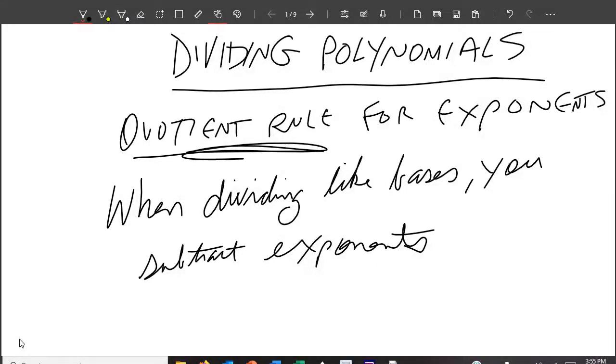Okay, this lesson is on dividing polynomials, which introduces a new rule for exponents. It's called the quotient rule. It says when you're dividing like bases, you subtract the exponents. Now, when we were multiplying like bases, we added the exponents. When we're dividing, we subtract the exponents.